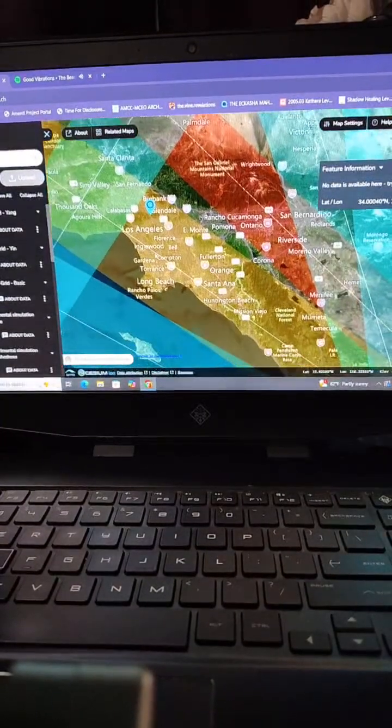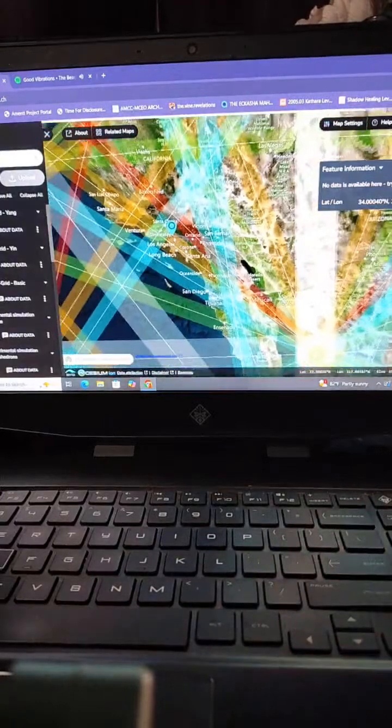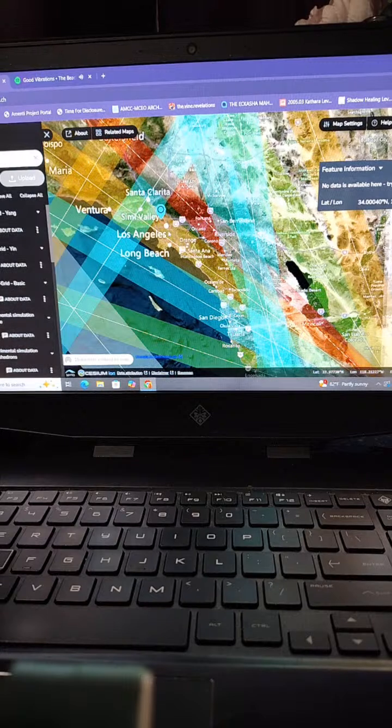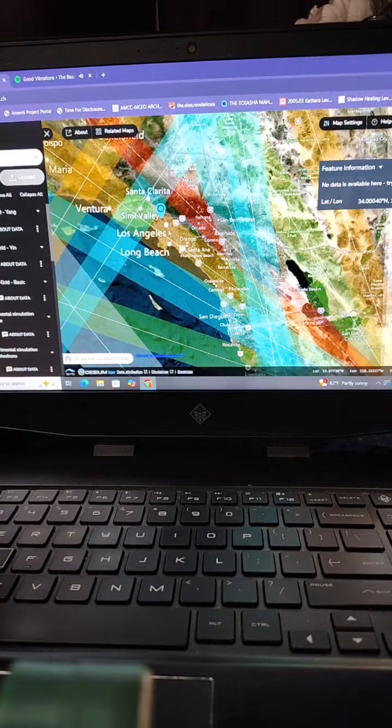It's connected to the Giza pyramids. So that's where it is.